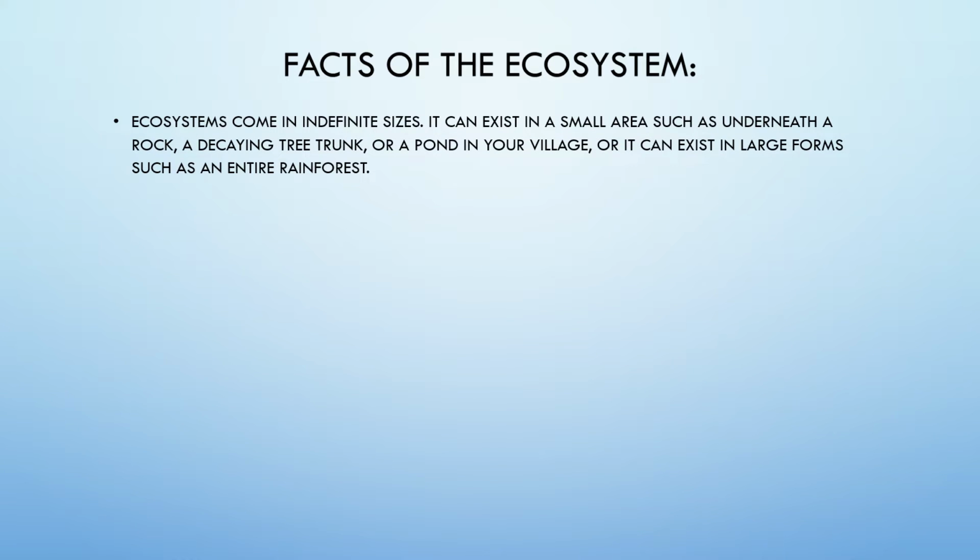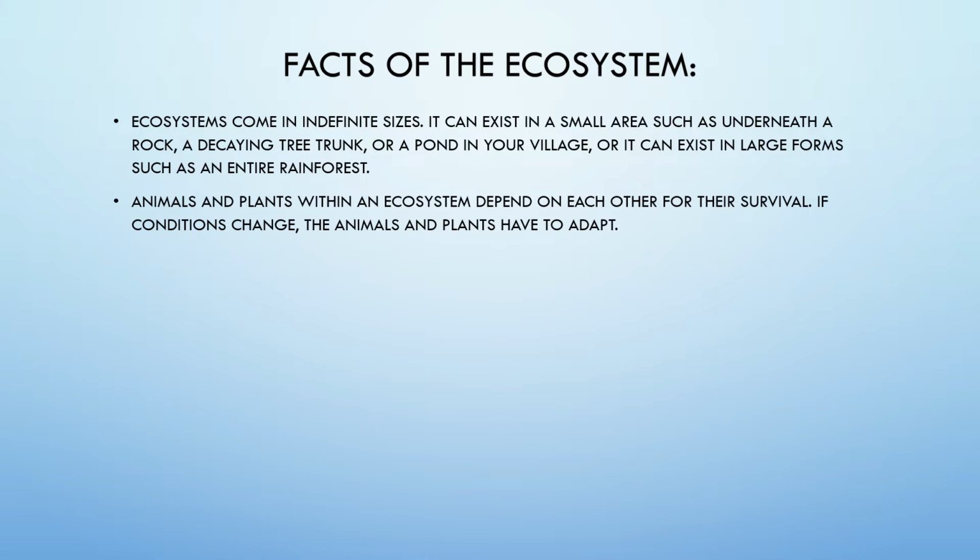Ecosystems come in indefinite sizes. An ecosystem can exist in a small area such as underneath a rock, a decaying tree trunk, or a pond in your village, or it can exist in large forms such as an entire rainforest. Animals and plants within an ecosystem depend on each other for their survival.